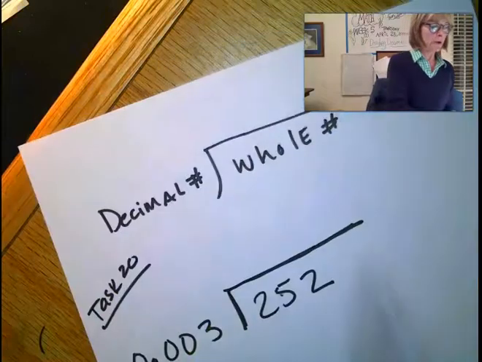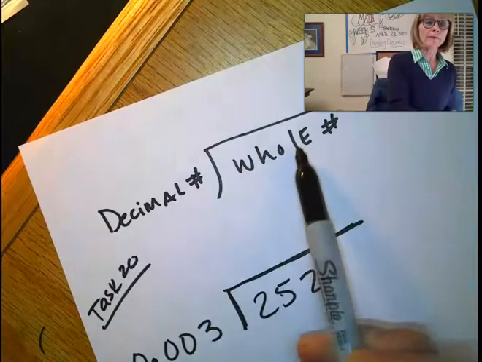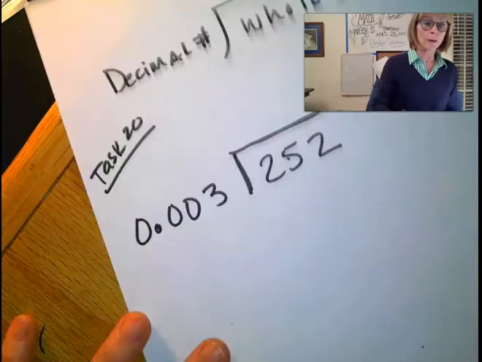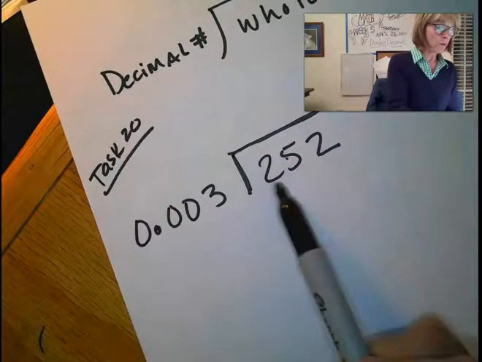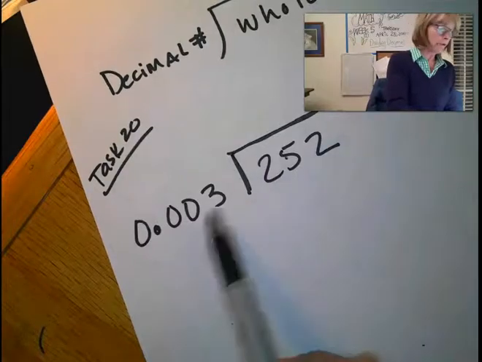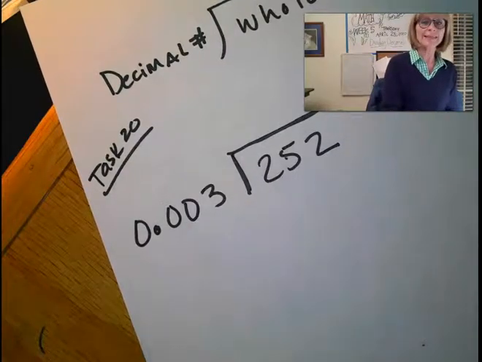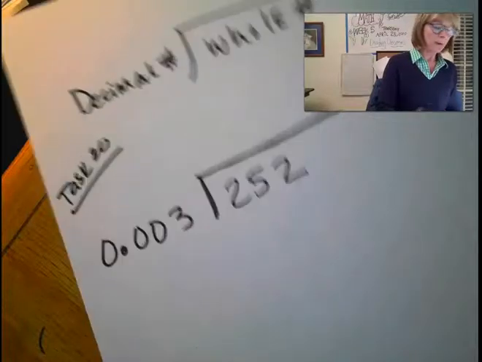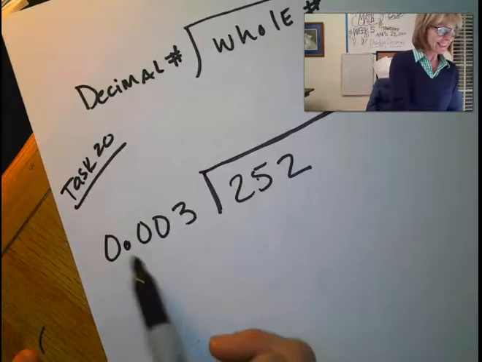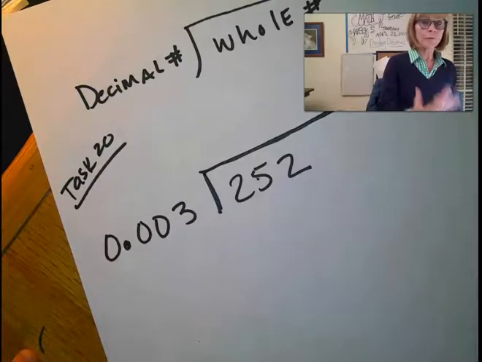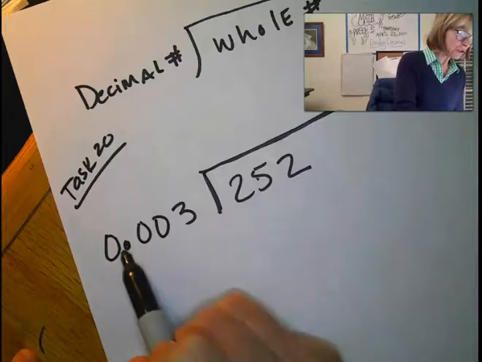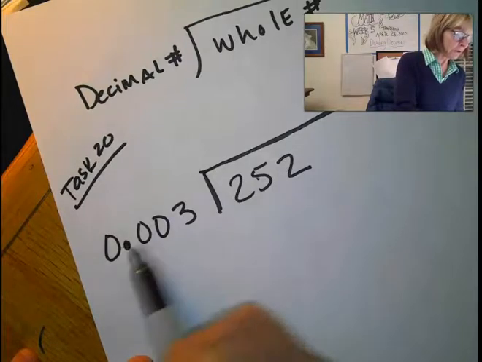Okay, the last type of situation you're going to have is when you have a whole number divided by a decimal number. And in task 20, you have that situation. You have the whole number 252, and you're dividing it by 3 thousandths. So what do you have to do in this one? Well, since this is a decimal number as our divisor, I need to make it into a whole number to work the division. I can see I'm going to have to shift my place value position over 3 places.